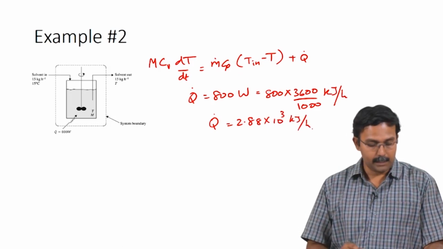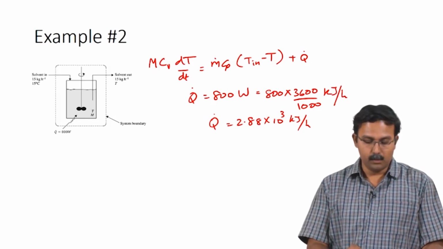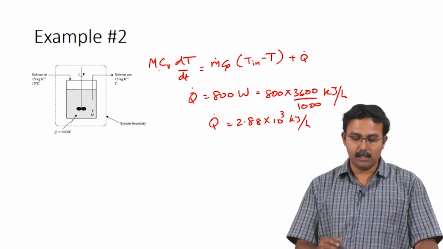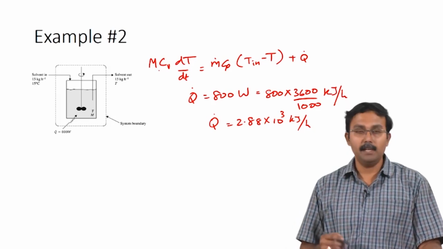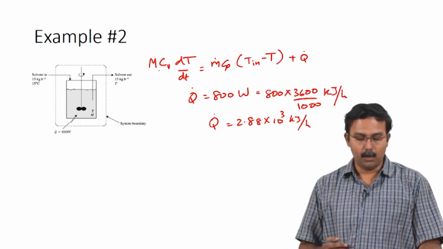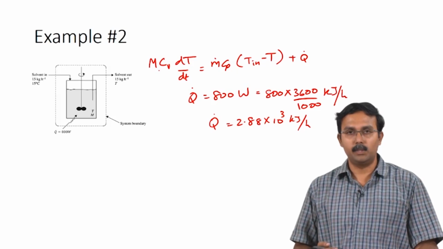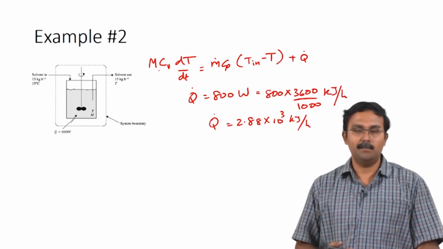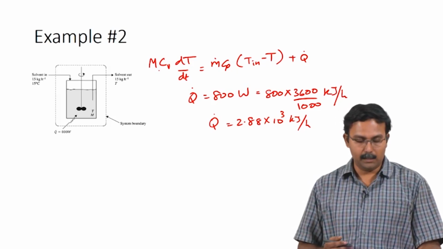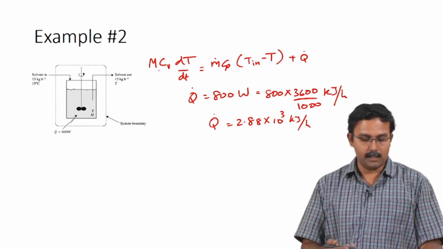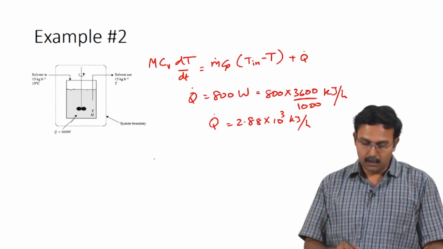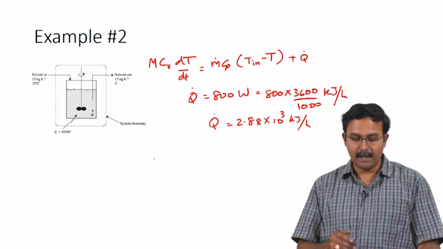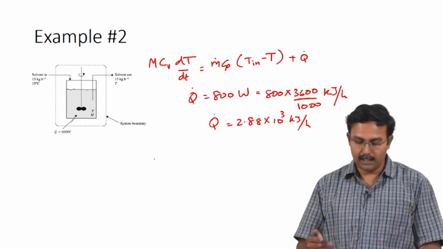So, now the next step is to substitute the values for m dot, Cp and Cv. So, we have only been given the value for Cp. So, what would be the value for Cv that we can use? Because it is a liquid system we can assume Cp is approximately equal to Cv and use the same value for both.